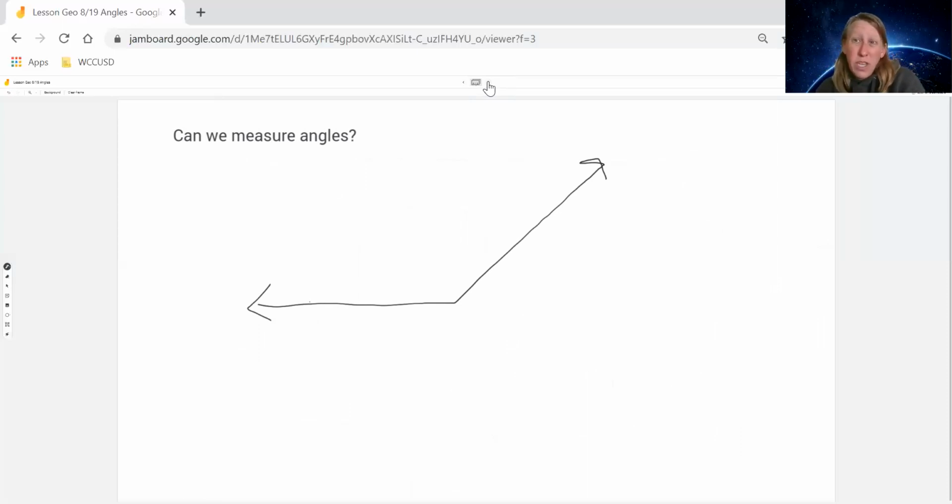Lines we can just name. We can't measure a line. We can't measure a point. Can we measure angles? Yeah, we can measure angles. So the answer is yes.